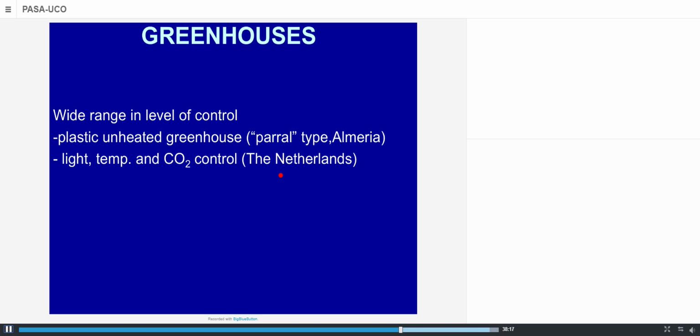There is a wide range in the level of control provided by greenhouses. The two extremes: the simplest case is that of plastic unheated greenhouses, like those of the Parral type that are typical of Almeria. They don't use additional light or additional heat in general.